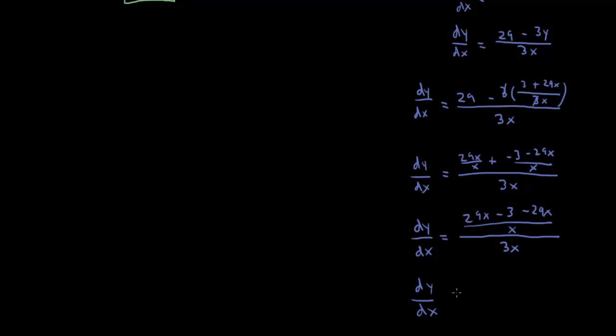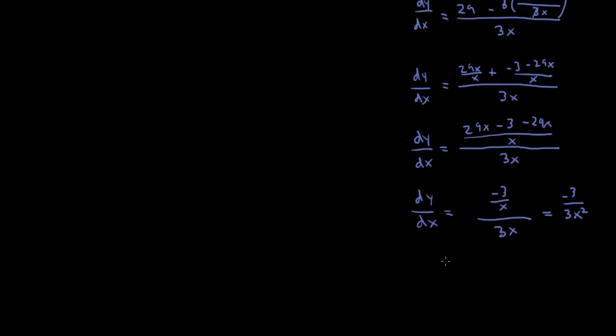Getting close here, I think. Now watch, we have 29x minus 29x, so that's no x's. We're left with negative 3 over x all over 3x. Okay, almost there. Now if we think about how to divide fractions, we have a fraction divided by another number, so we flip this 3x and multiply. That gives us negative 3 over 3x squared.